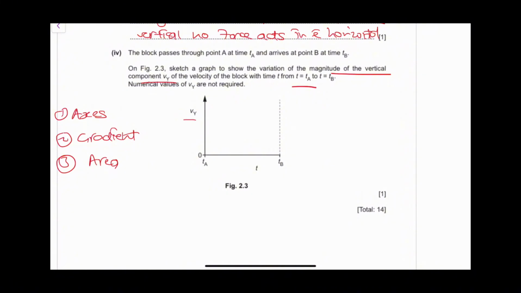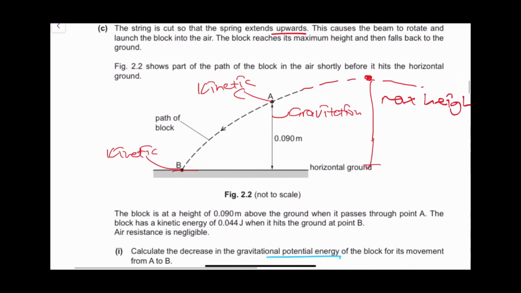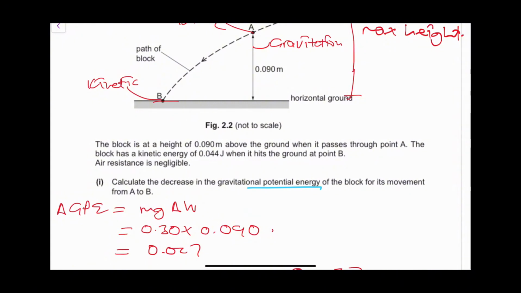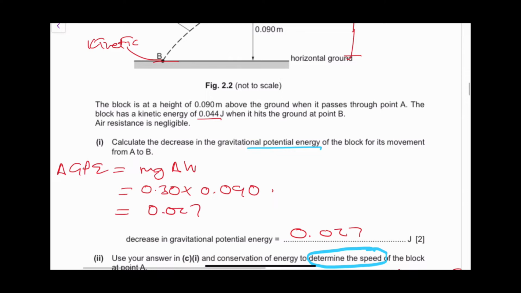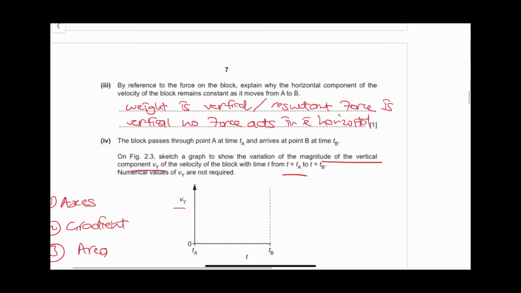So here I'm given the vertical component of the velocity, and here I'm given the time. If I'm moving from A to B, you'd acknowledge that my velocity has to increase. Even if you look at the kinetic energy at B, it's 0.044, meaning that it's greater than the kinetic energy it had at A, meaning this object is speeding up. But the question has already told me that the horizontal component remains constant, meaning the only thing that really changes is the vertical component of the velocity because of the weight itself.